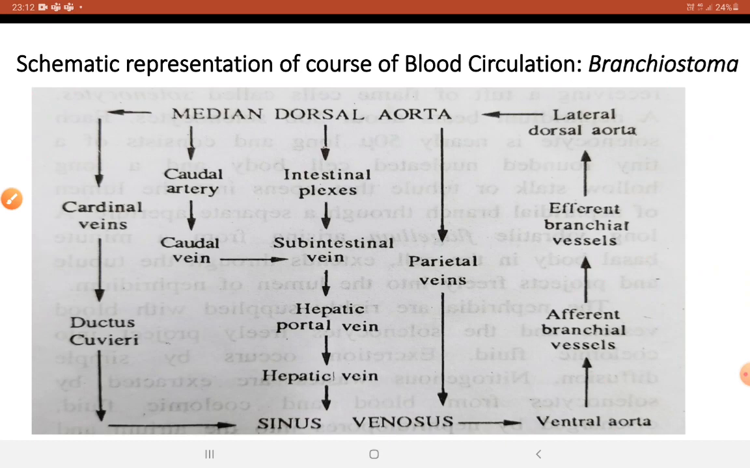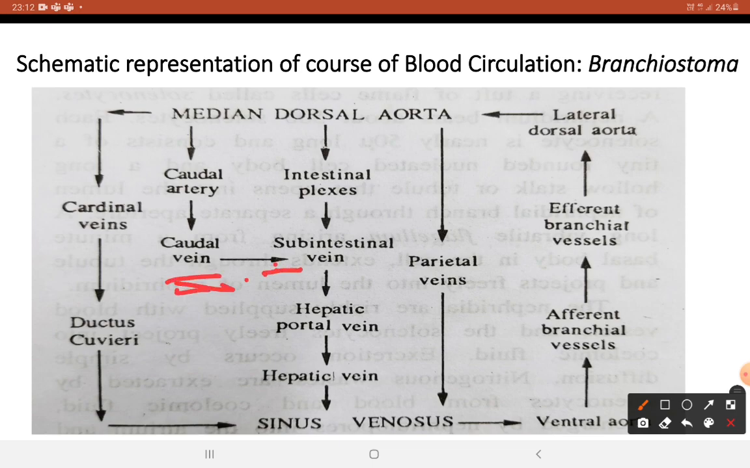and then intestinal artery supplying blood to the intestine, where it breaks up into intestinal plexus, and then the blood is picked up by the subintestinal vein. And here it is, it forms into the caudal artery, and then the blood from the tail region is picked up by the caudal vein, which combines with the subintestinal vein forming the hepatic portal vein, and this forms the hepatic portal system, and from where the blood is poured into sinus venosus.